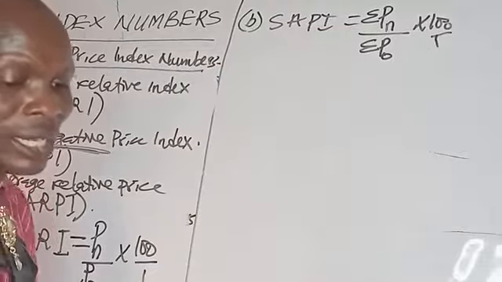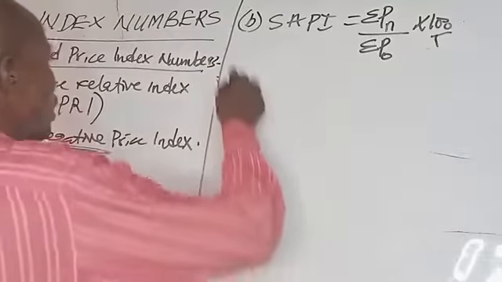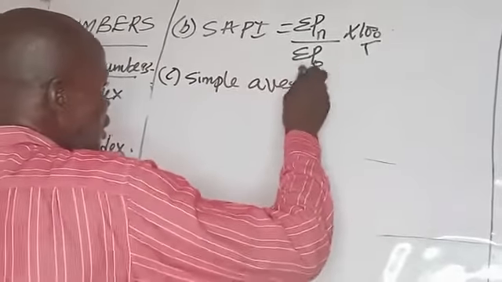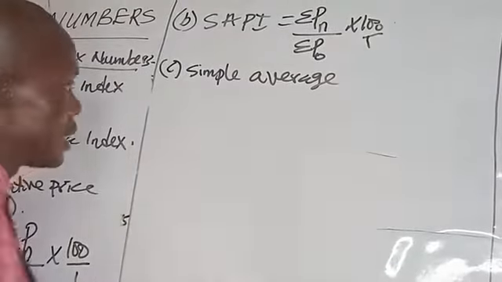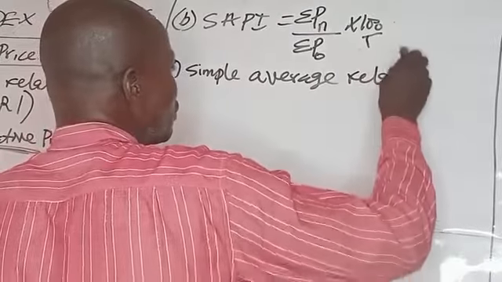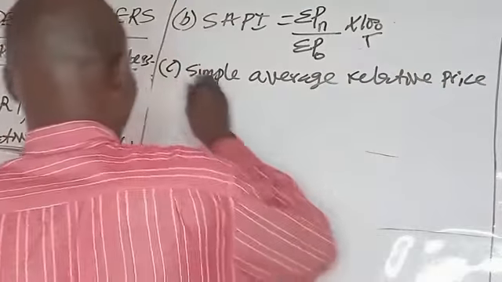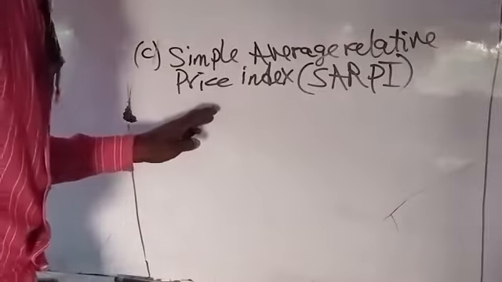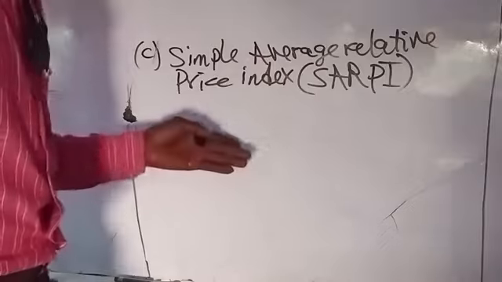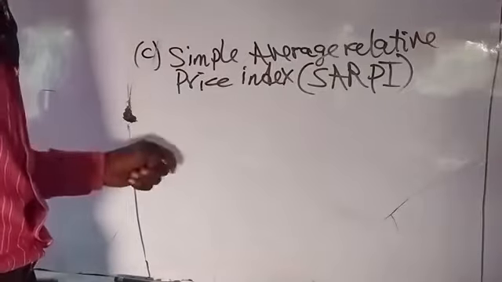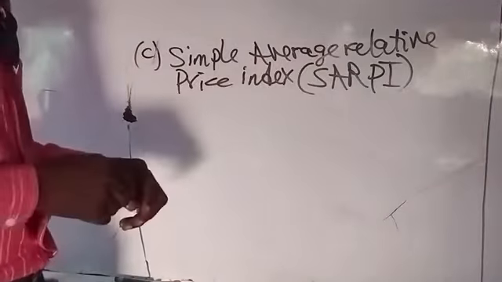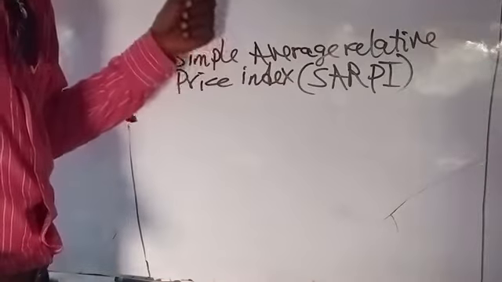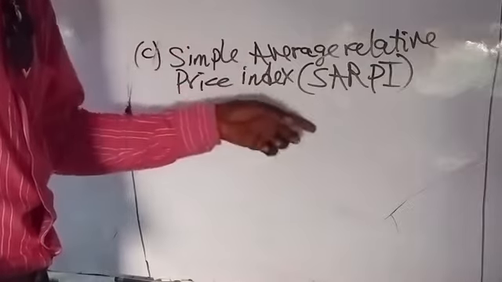Number 3 is the simple average relative price index. This method aims at removing the shortcoming of the simple aggregative price index method. The aim of this method is to remove the shortcoming of the simple aggregative price index method.